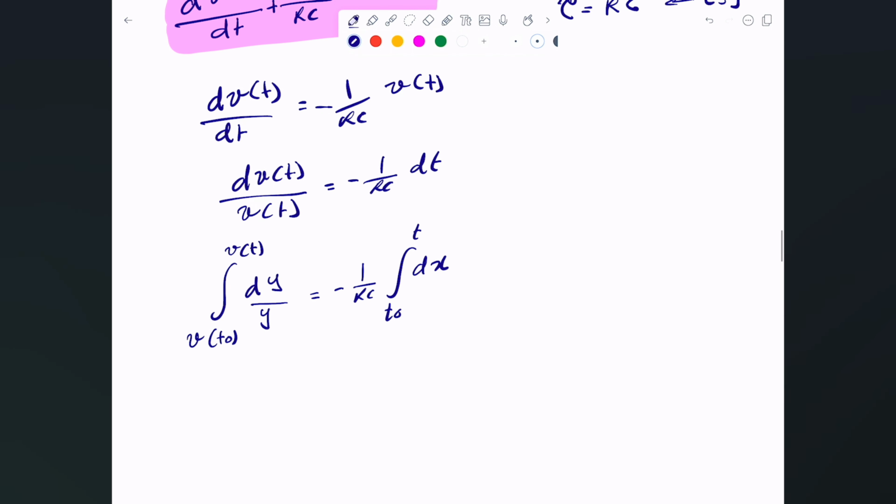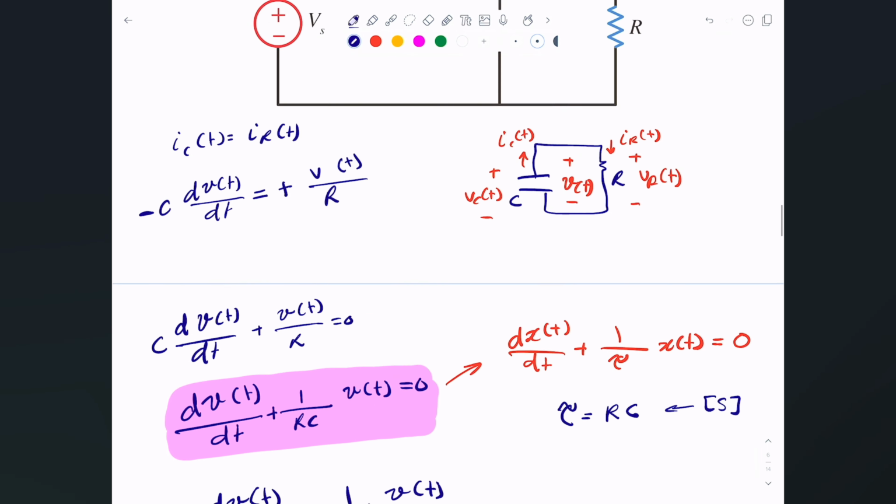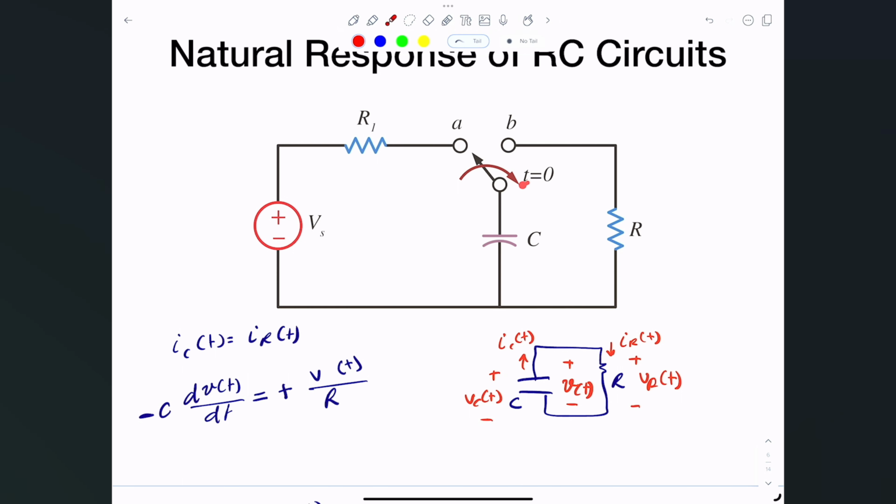We do the integrals, and what we end up with is the natural logarithm of v of t divided by v of t0 equals negative 1 over RC times (t minus t0). For the sake of simplicity, let's assume that t0 is simply 0, because in this particular case, that is our initial time. We decided that at t0 we flipped the switch.